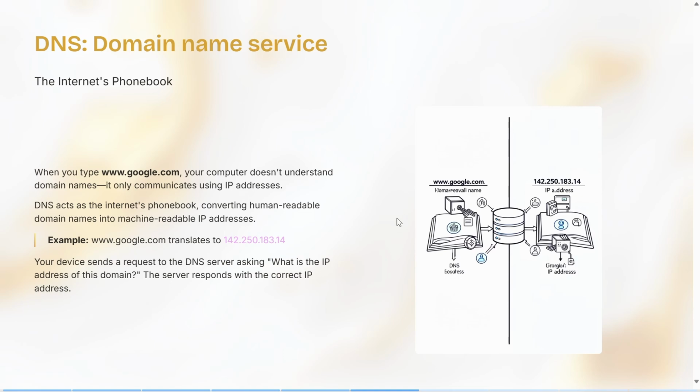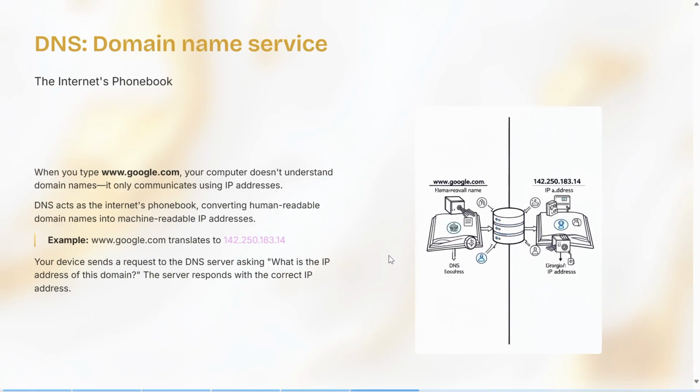For example, www.google.com will be known as 142.250.183.14. When you type a website name, your device sends a request to the DNS server, asking, "What is the IP address of this domain?" The DNS server then responds with the correct IP address of that website. Now your computer knows which server to contact. Till now you get IP, gateway and all for your laptop using DHCP, and IP for your domain name using DNS.